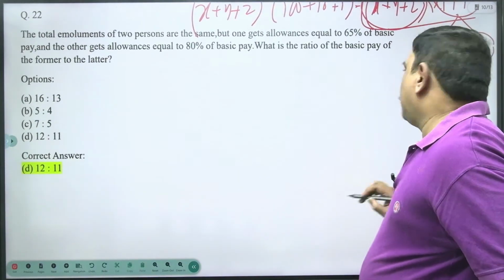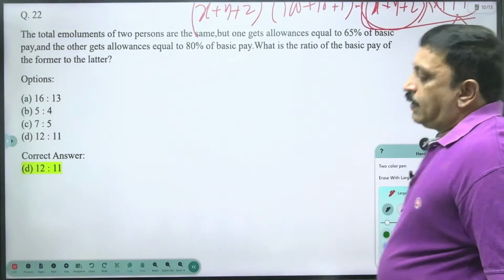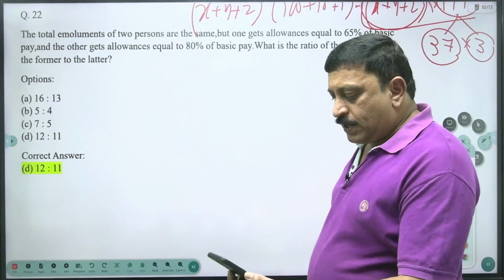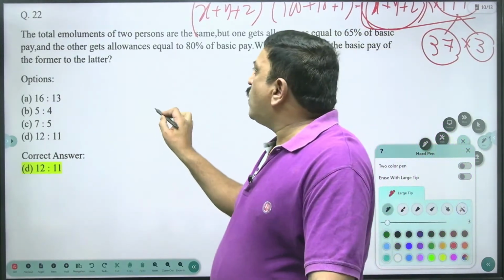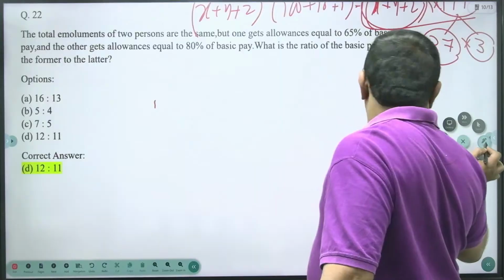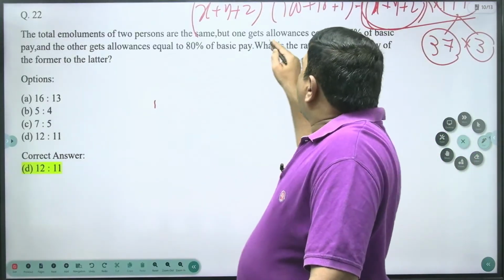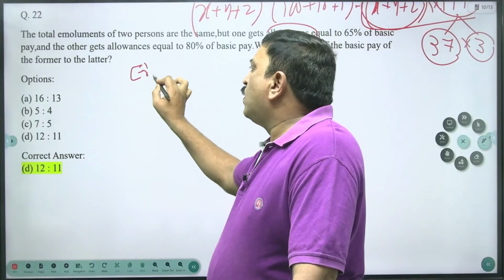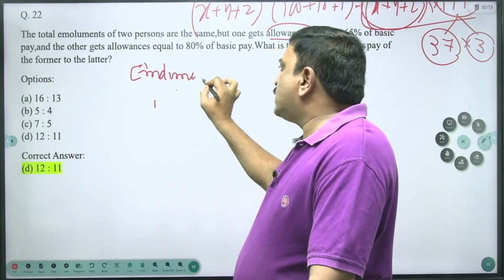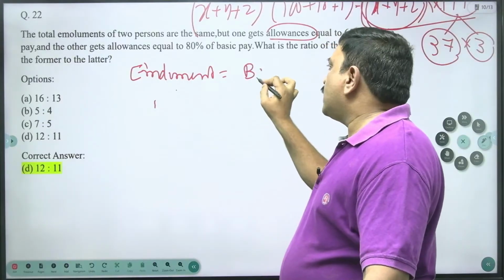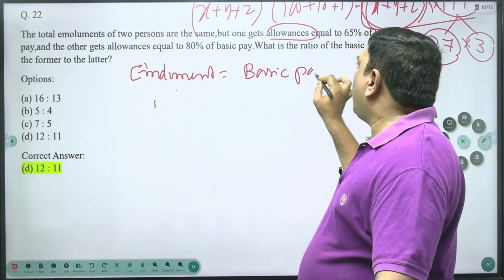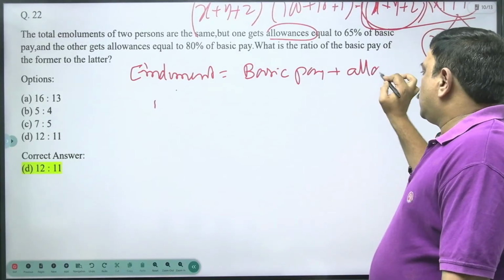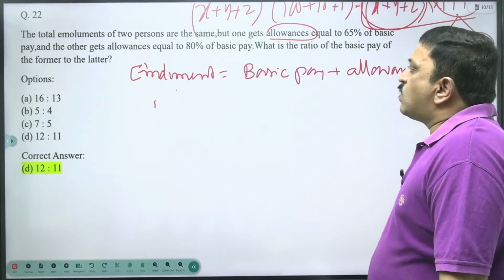This one is proportional cases. Take that one. That is the total emoluments. So in this question, emoluments is nothing but basic pay as well as allowance. You have to learn this one. There is a common sense: emoluments is equal to basic pay plus allowances, right? This is general knowledge.